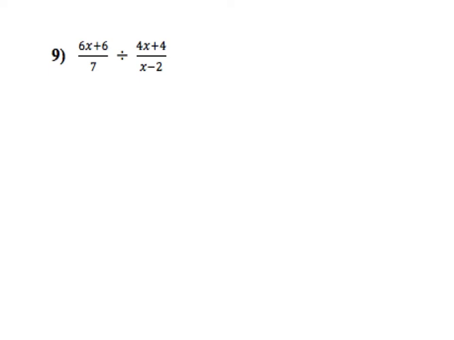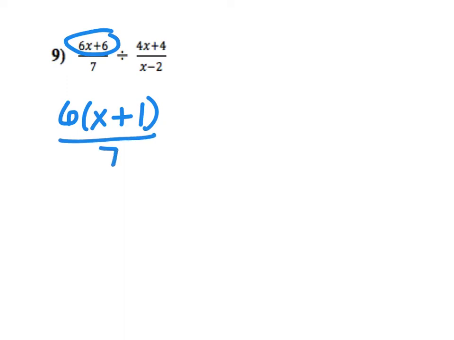All right, for number 9, we are dividing these fractions. Again, I'm going to start out by factoring anything I can, and then we'll actually divide after we do that. So for my first one, I notice we have 6x plus 6. I can take a 6 out of both of those, so I have 6 times x plus 1. Remember, I did 6x divided by 6, I did 6 divided by 6, and my divided by 7 will stay.